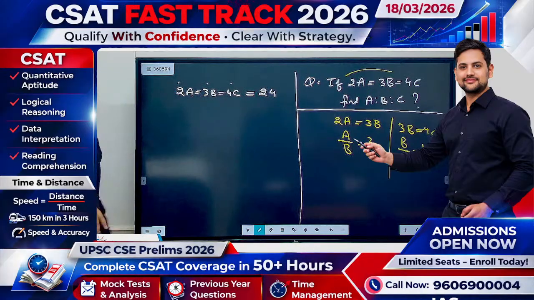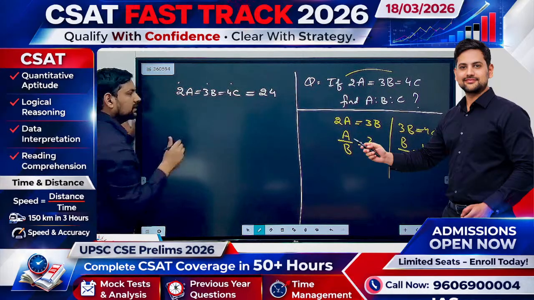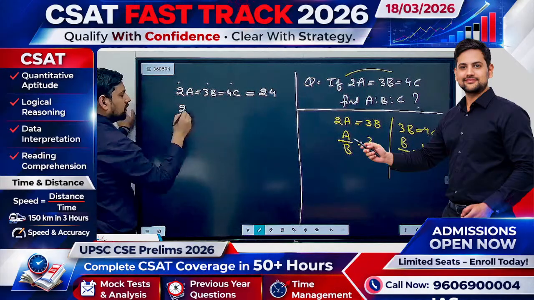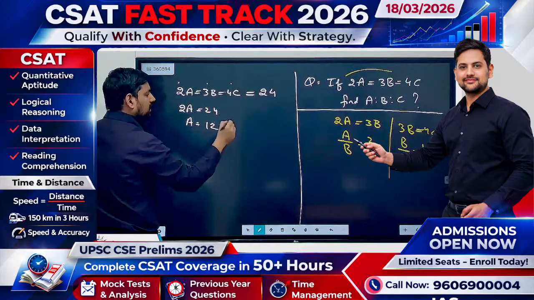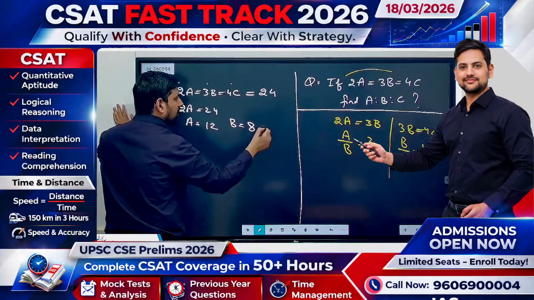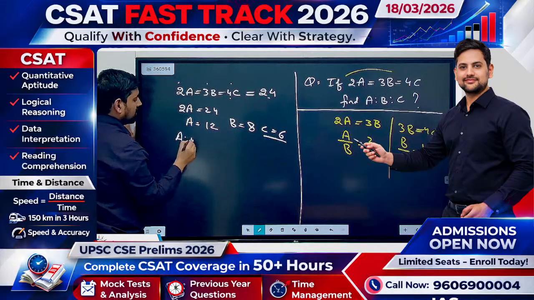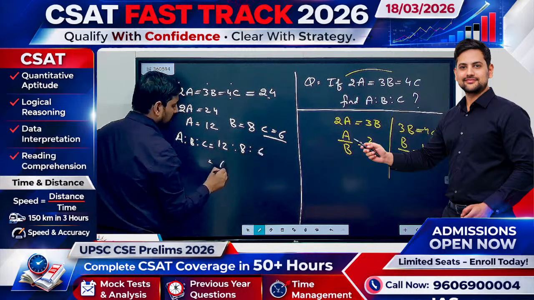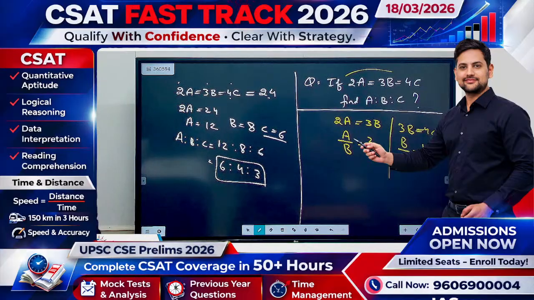Or if you want, you can take their LCM. LCM comes out to be 12. You equate it to 12. Does not matter. So this becomes 2A is equals to 24. So A becomes 12. Similarly, B becomes 8 and C becomes 24 by 4, that is 6. So A ratio B ratio C becomes 12 ratio 8 ratio 6, or 6 ratio 4 ratio 3. This is the ratio that you will get.